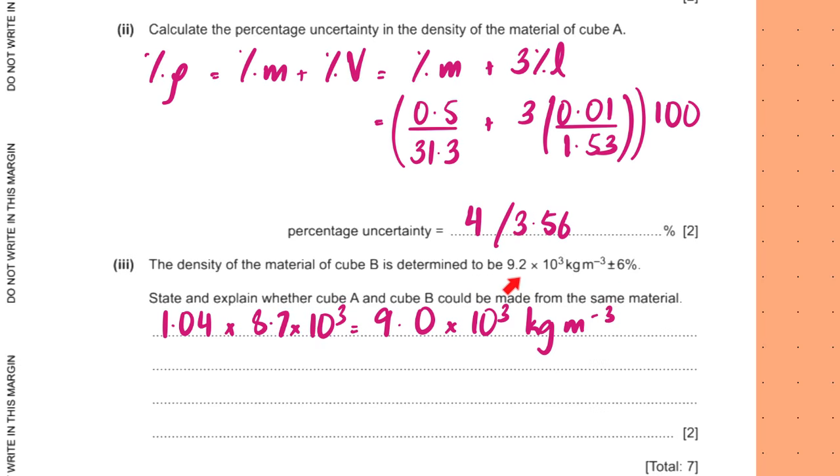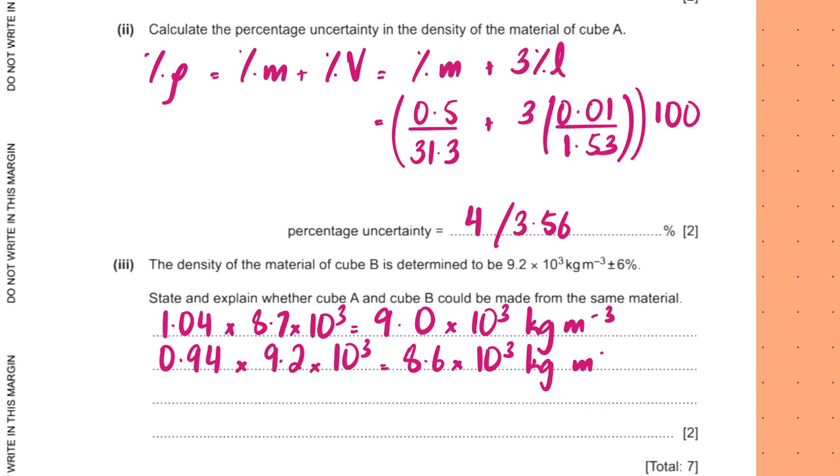Because this is a smaller value than this, let's see if the lower bound of this value basically falls into this range. So this can go as high as 9.0 times 10 to the 3, and let's see how low this value can be. So minus 6% would be 0.94 times 9.2 times 10 to the 3. Let's see what this turns out to be. So this is 8648, so 8.6 times 10 to the 3 kg per meter cube. So yes, they could be made from the same material.